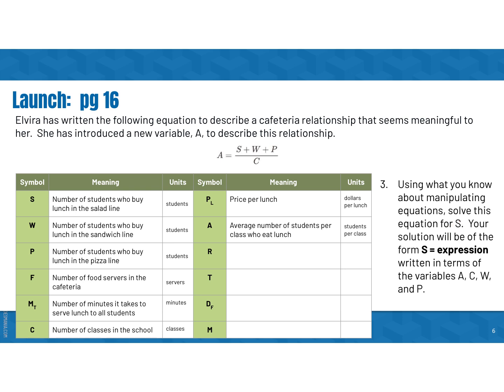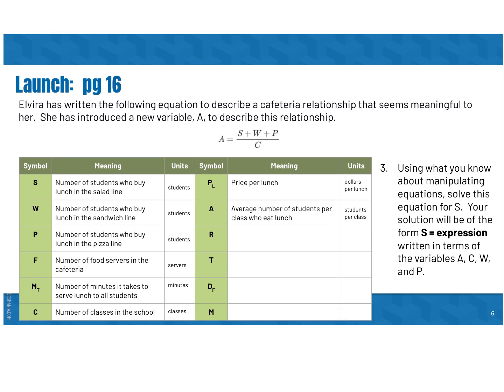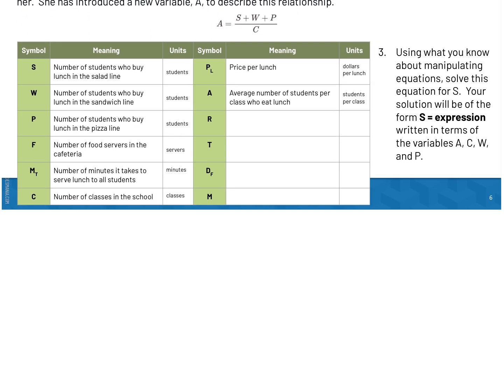Your solution will be of the form S equals an expression. Remember, an expression doesn't have an equal sign with it. And then written in terms of the variables A, C, W, and P. So we're taking this equation, and I'm going to move this up first of all and rewrite it to give myself more room. So A equals S plus W plus P all over C.